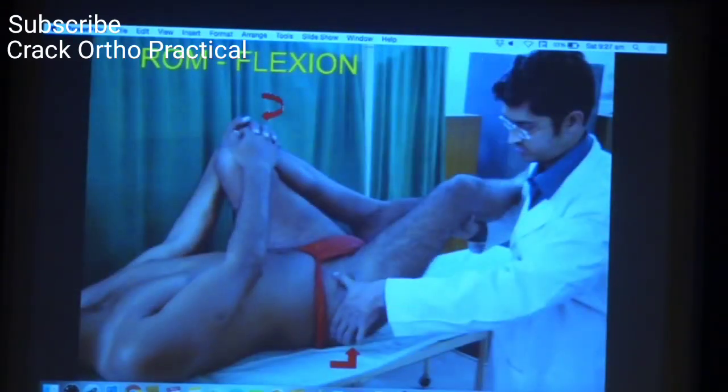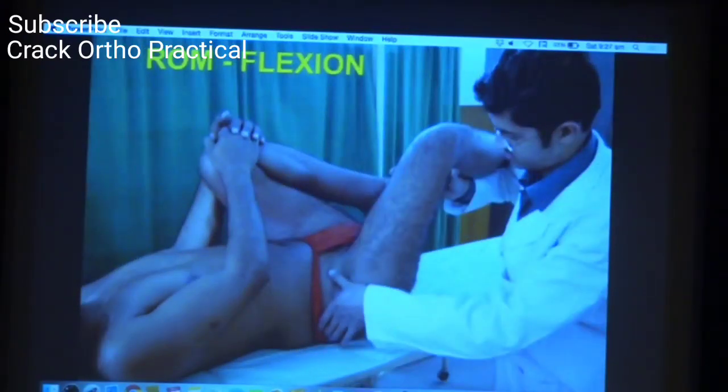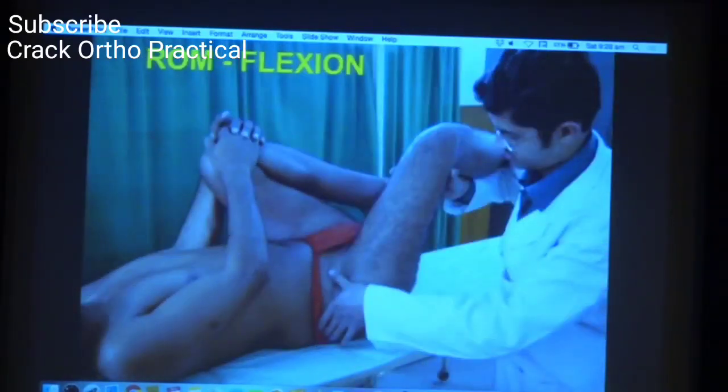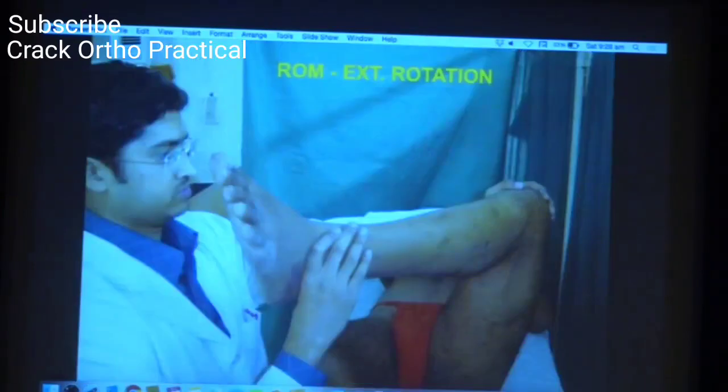And with the other hand, he is trying to flex gently the thigh to define what is the amount of movement which is possible. But in this patient, about 45 degrees, 80 degrees of movement was possible. So since it is not beyond 90 degrees, no need to comment on axis deviation. And this is how we look for rotational movement.